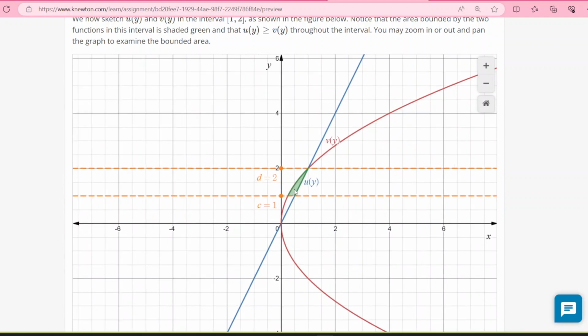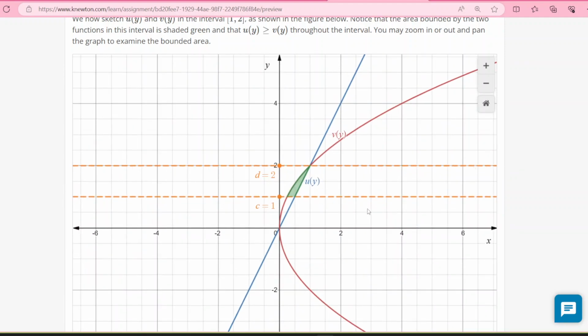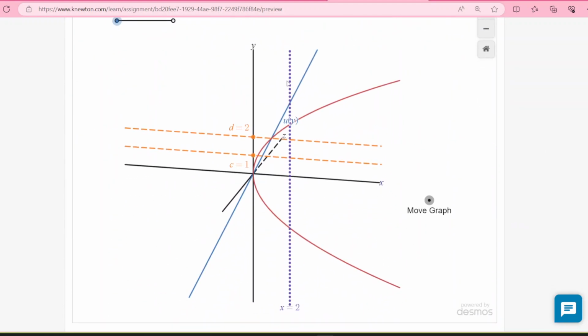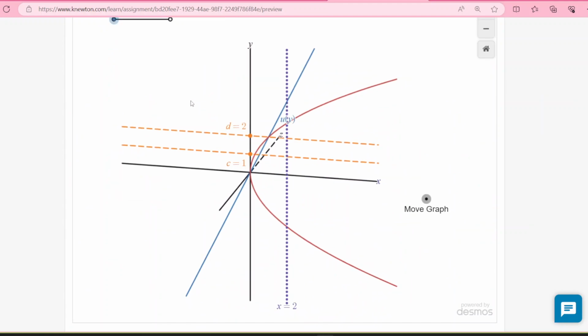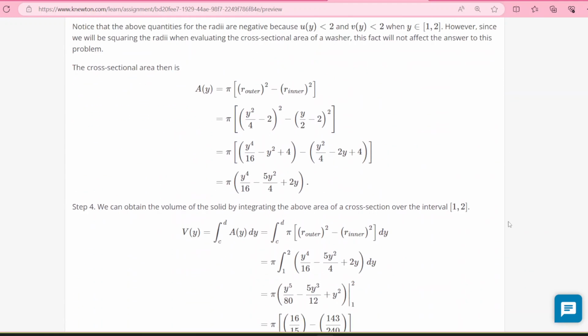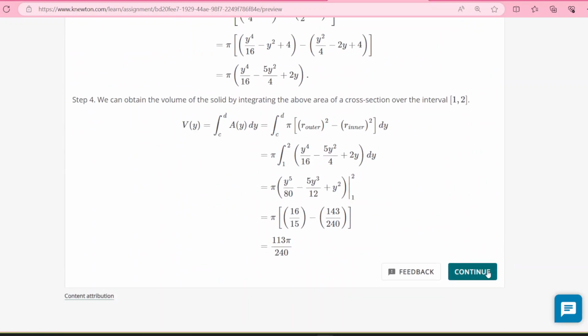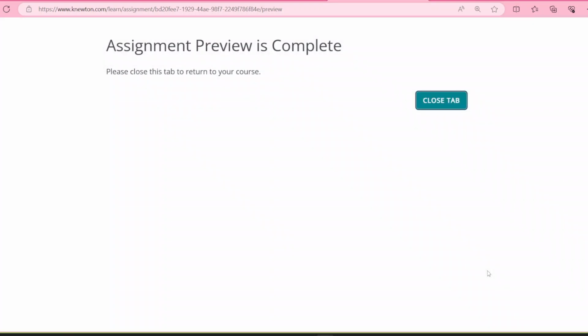All right, once again, you got the region there that we drew. Rotate around the line x equals 2, right? This little purple dotted line here is x equals 2. And, again, you can see what happens when I rotate and create that three-dimensional shape. And we got the volume of it down here. Right? And that is it.